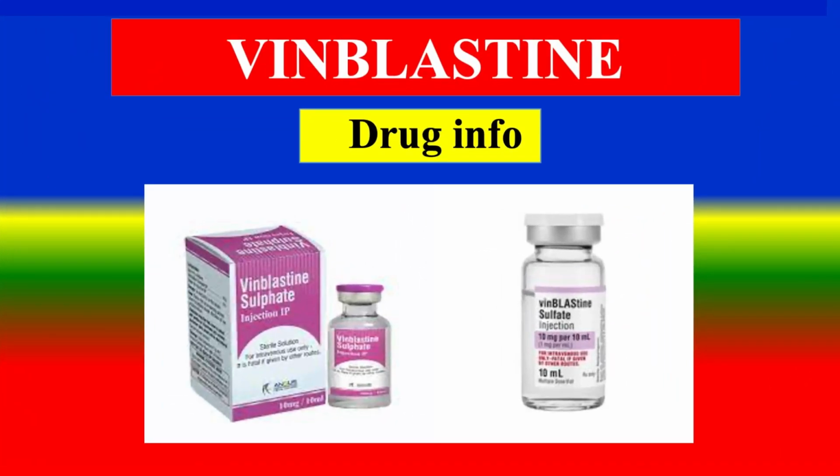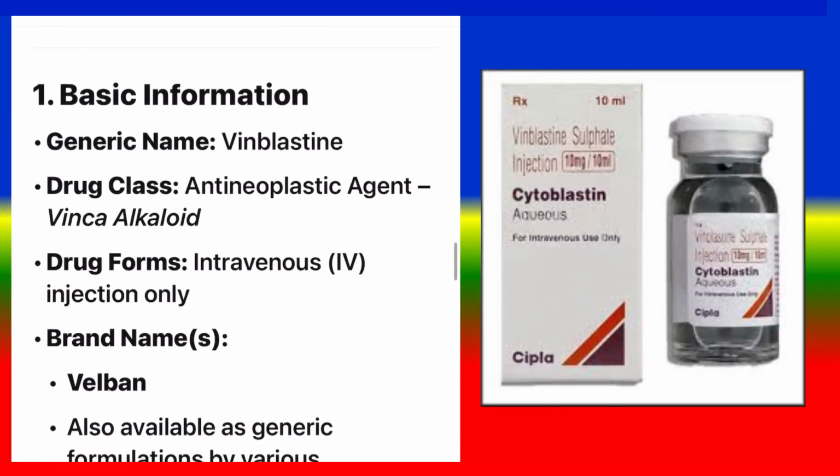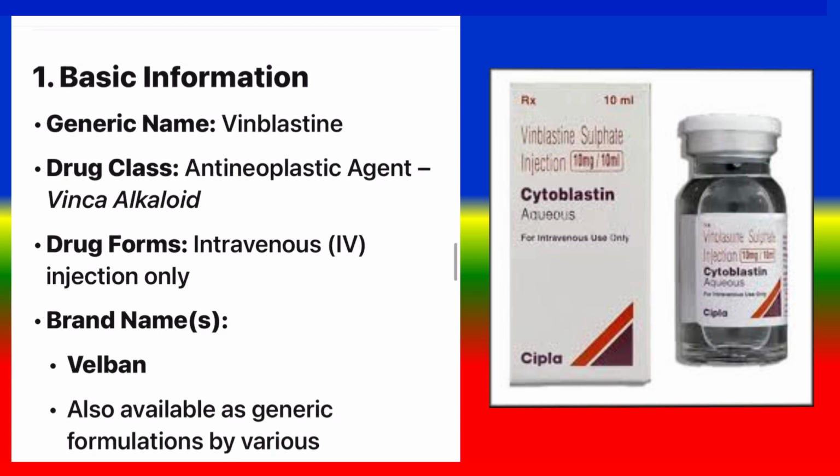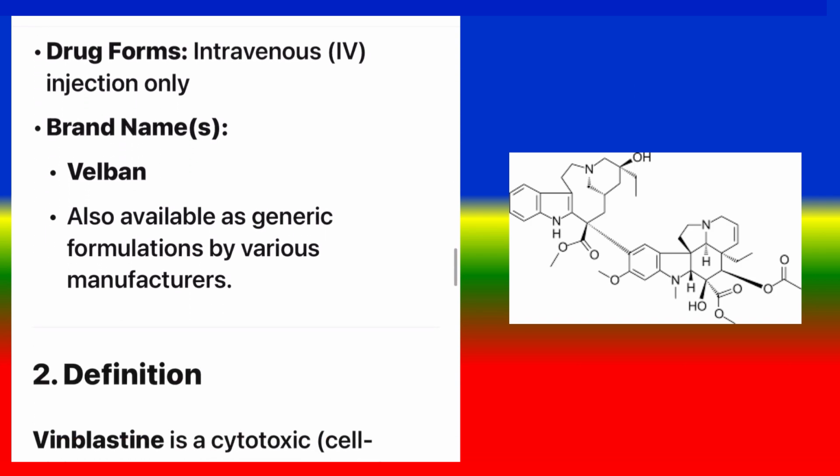Here is a comprehensive, detailed breakdown of vinblastine. 1. Basic information. Generic name: vinblastine. Drug class: anti-neoplastic agent, vinca alkaloid. Drug forms: intravenous, IV injection only. Brand name: Velbane. Also available as generic formulations by various manufacturers.